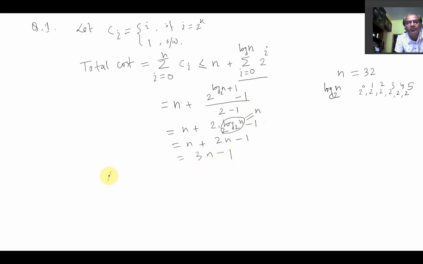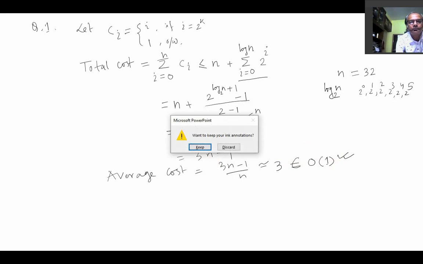So what will be the average cost? Average cost is equal to 3n minus 1 by n, that is approximately 3. That means it can be written as belonging to theta of order of 1. So the cost is order of 1. Now it is clear to you, right? So this solution can be gotten in this way, order of 1. Now I want to go to the second question.